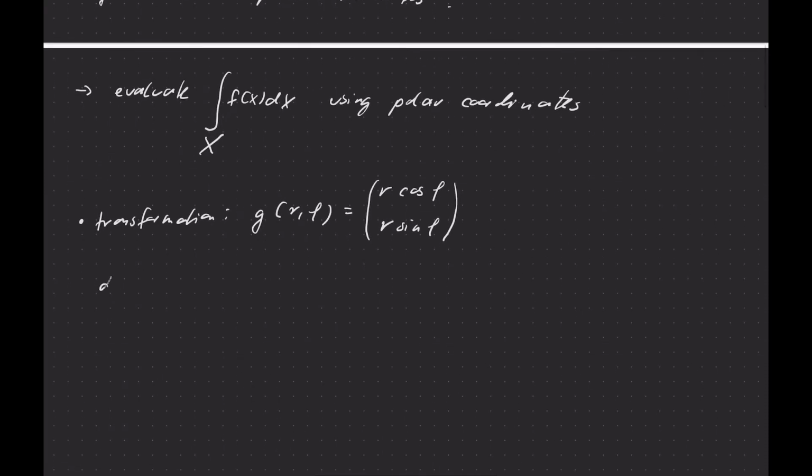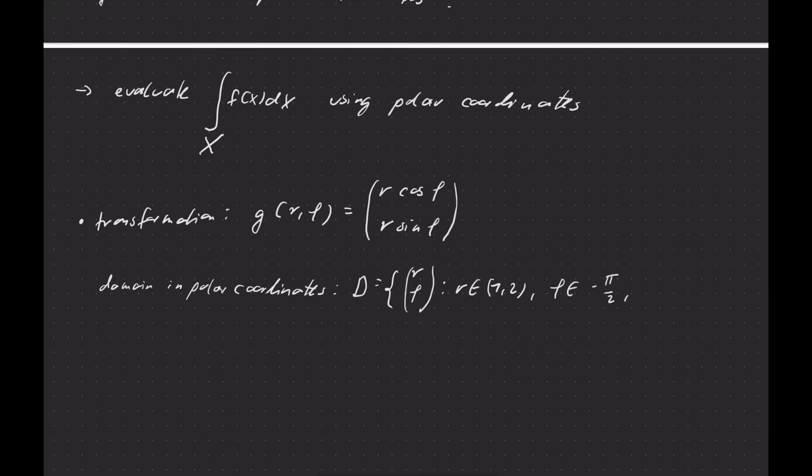We also need the domain in polar coordinates. So we need a domain D such that G of D will be X. And this domain is easily described. We have done that already as well. It consists of all radii and angles r, phi such that r is contained in the interval from 1 to 2, and phi is contained in the interval from minus pi over 2 to pi over 2. So that's the domain in polar coordinates.